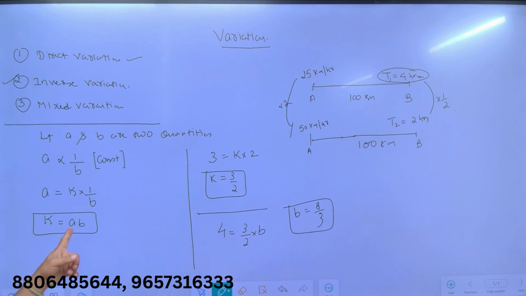Remember, expenditure is equal to price into consumption. If expenditure is constant, price and consumption are inversely proportional. Price goes up, consumption has to come down.